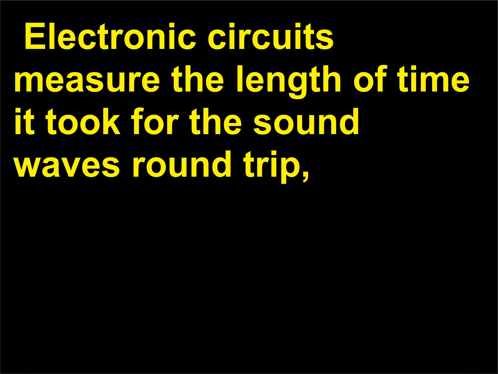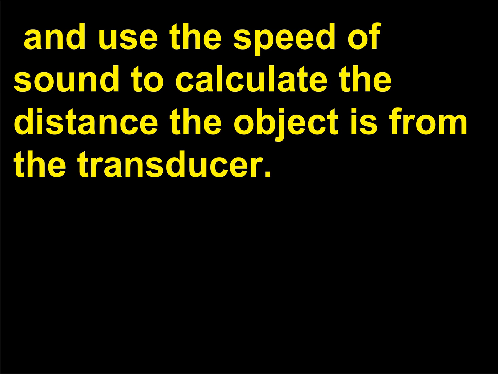Electronic circuits measure the length of time it took for the sound wave's round trip, and use the speed of sound to calculate the distance the object is from the transducer.